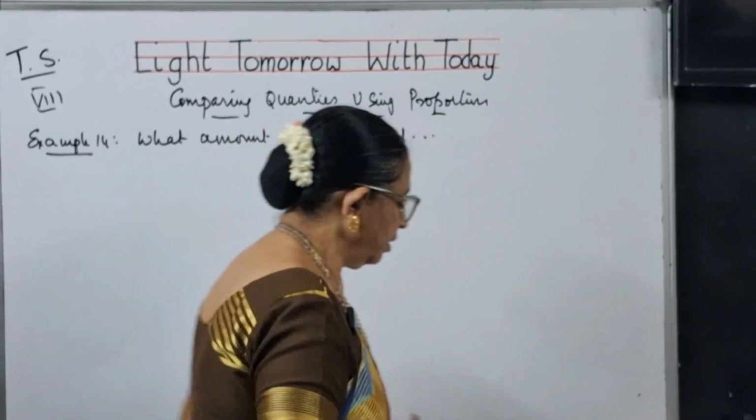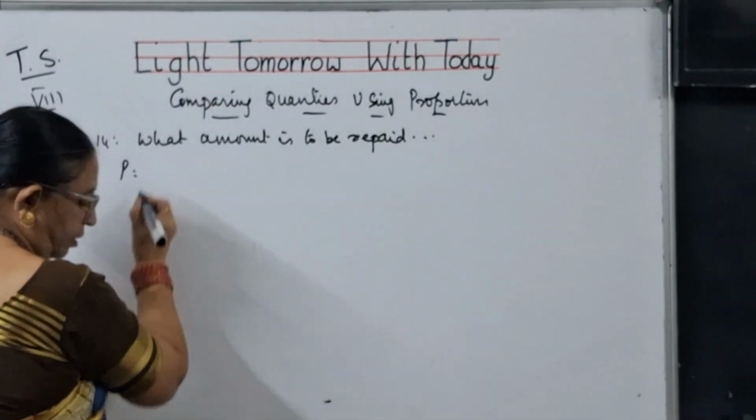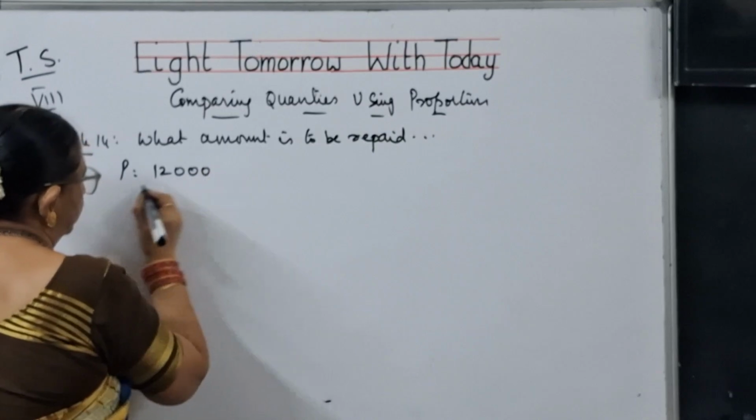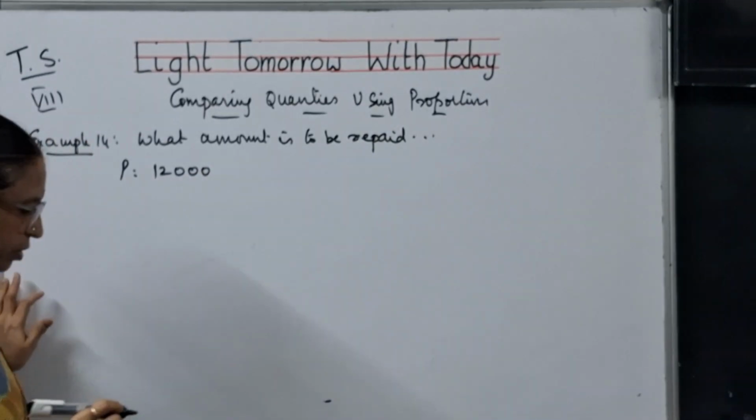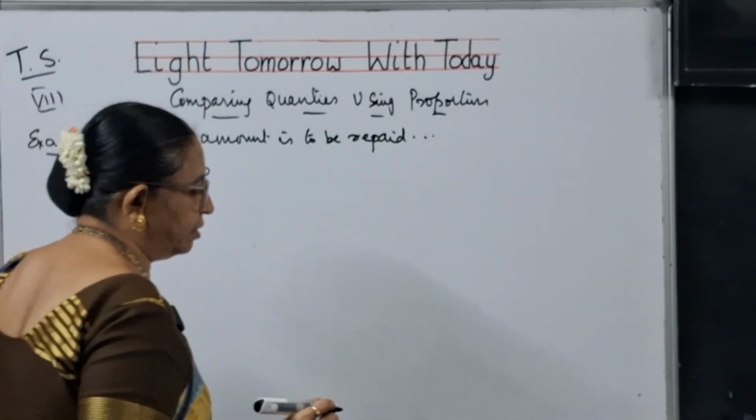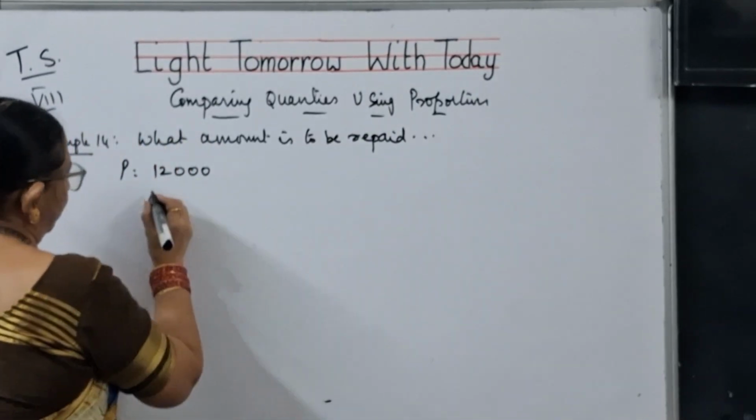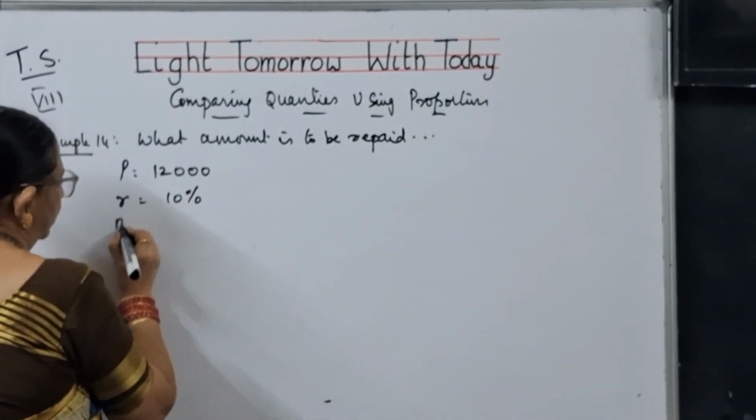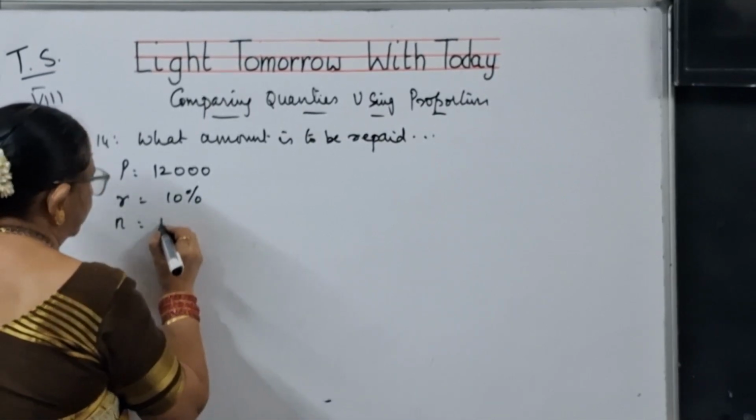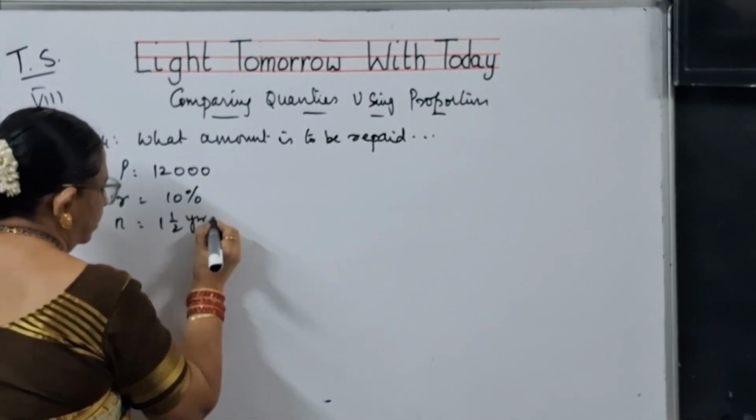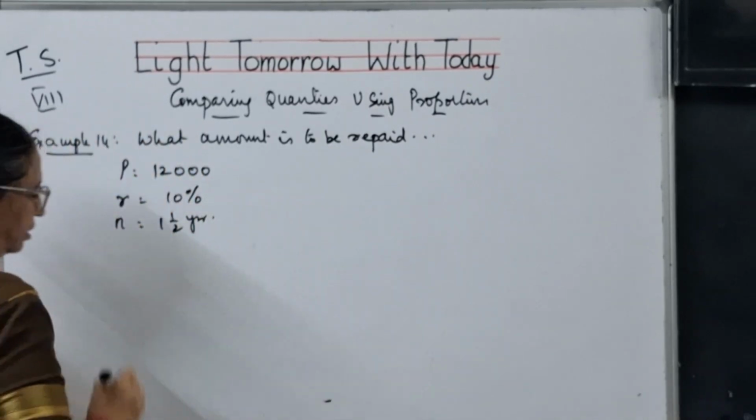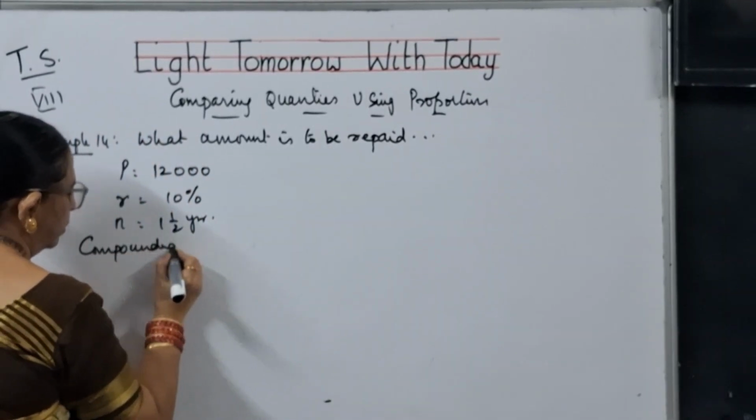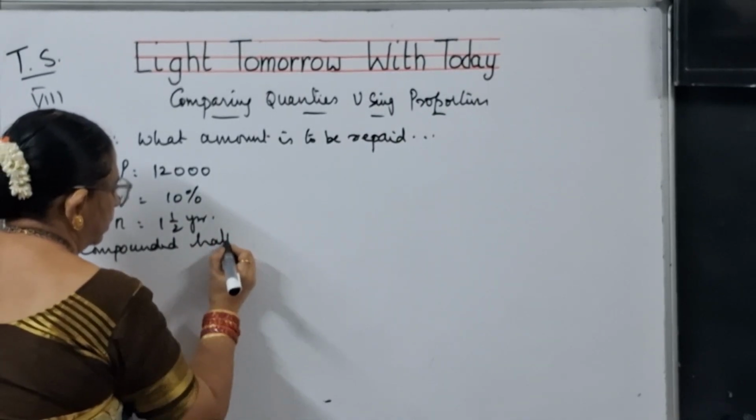So, in this, principal P is how much? 12,000. Principal is 12,000. And then, what else did they say? Rate is given as 10% and time n is given as 1.5 years, and they said that it is compounded half yearly.